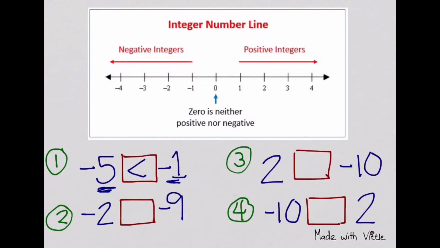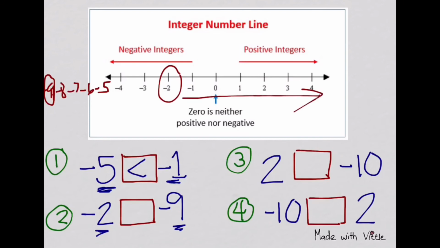Let's look at item number 2. It says negative 2 compared to negative 9. Let's find negative 2 on our number line. It's here. Compare it with negative 9. Where will it be? We know that to the left is negative 3, negative 4, then negative 5, negative 6, negative 7, negative 8, and negative 9 down there. You can see very well that negative 9 is all the way to the left, while negative 2 is closer to the positive numbers. Therefore, negative 2 is greater than negative 9.